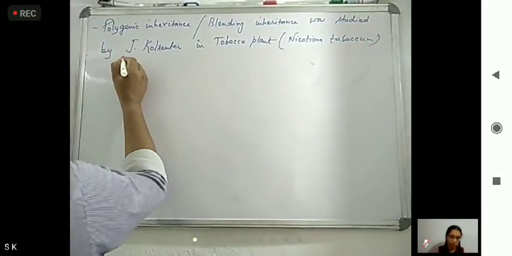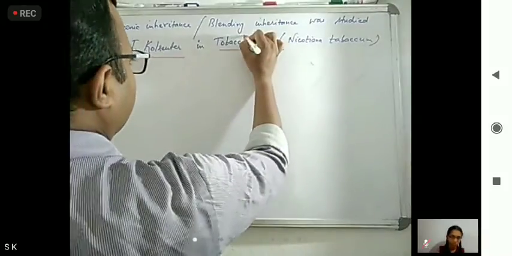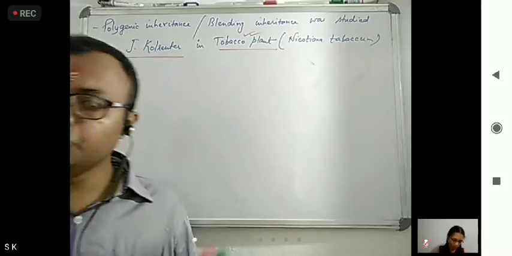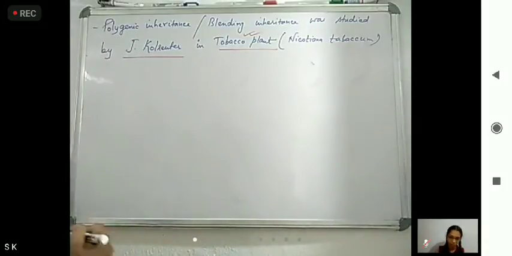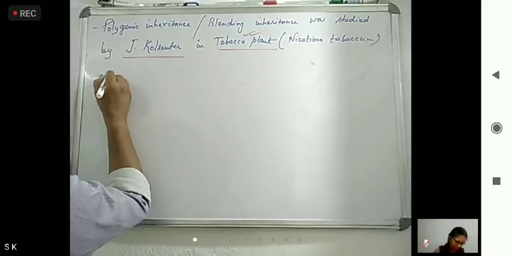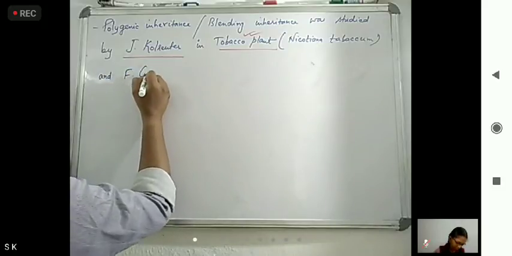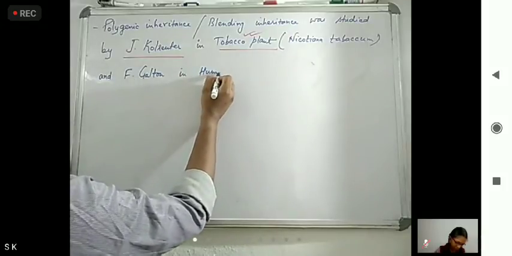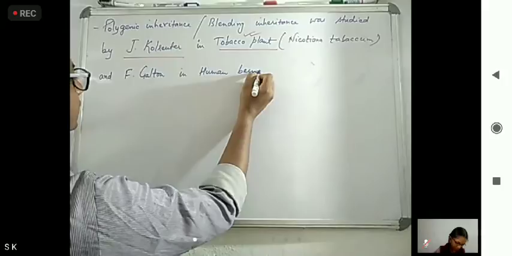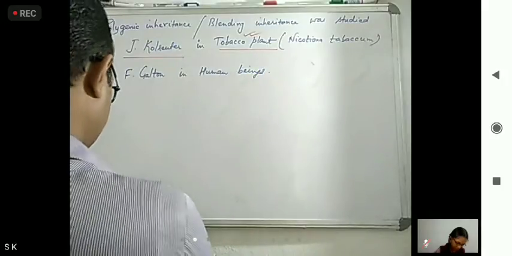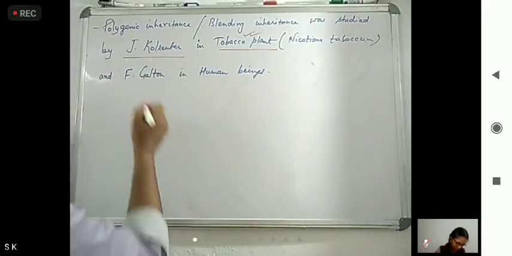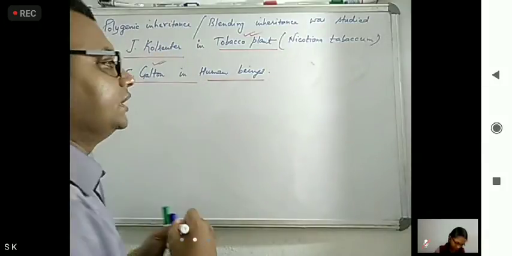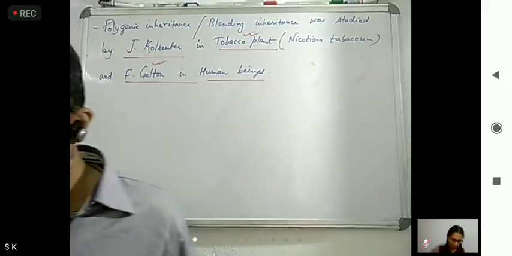So, J. Kolreuter in tobacco plant studied polygenic inheritance, and in human beings F. Galton. Okay. So F. Galton studied polygenic inheritance in human beings and J. Kolreuter in tobacco plant.